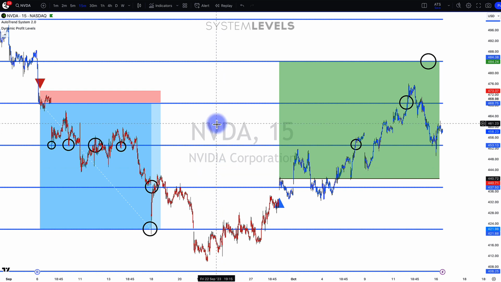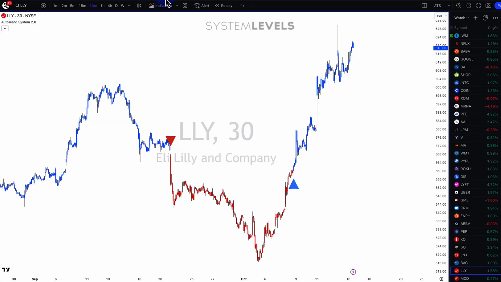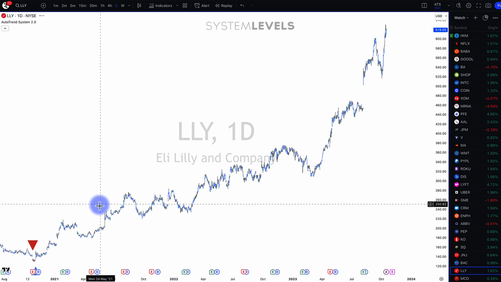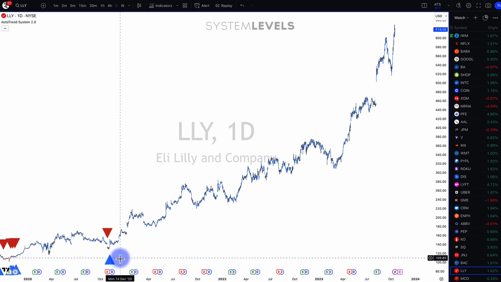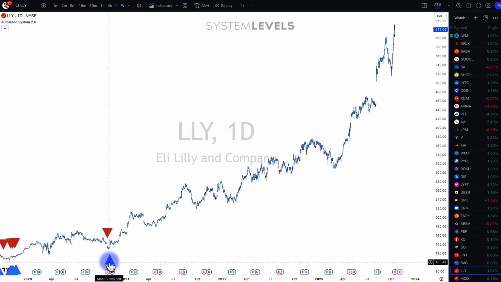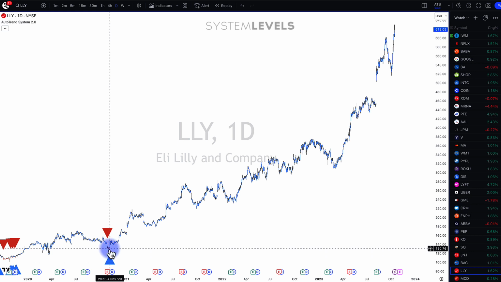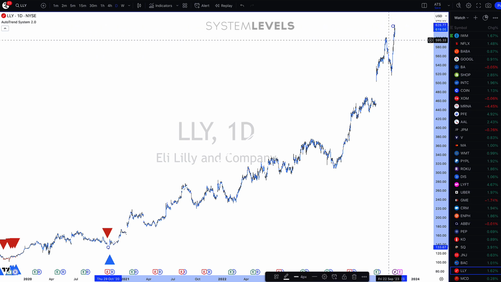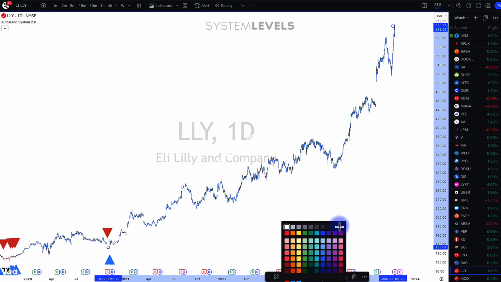The second example I want to show you is right here. So this is LLY. I like Eli Lilly because we've been on a massive uptrend on the daily chart. If you look back here, we've been on this buy signal since November of 2020, and we got this buy signal when Eli Lilly was trading at around $150, right? $150. Right now, it's reached a high of what is here?